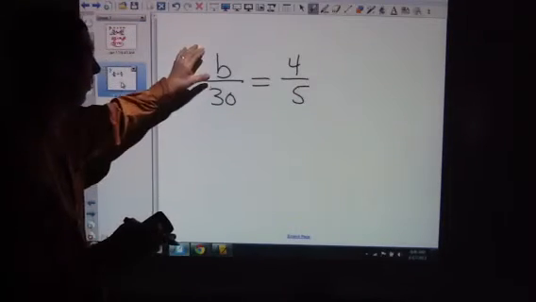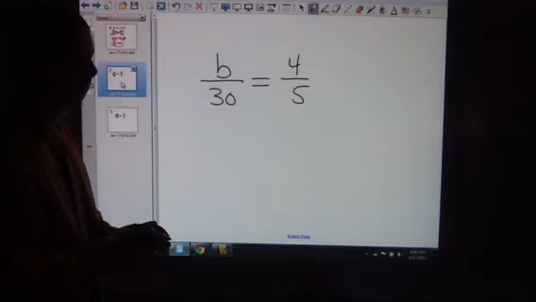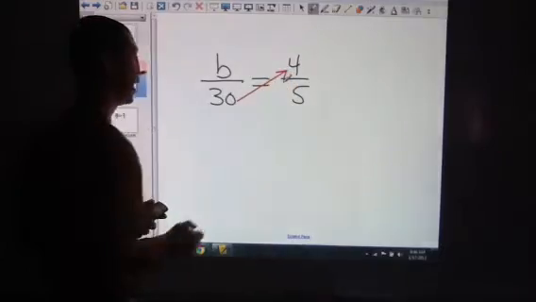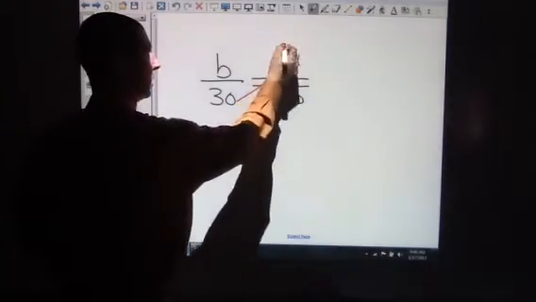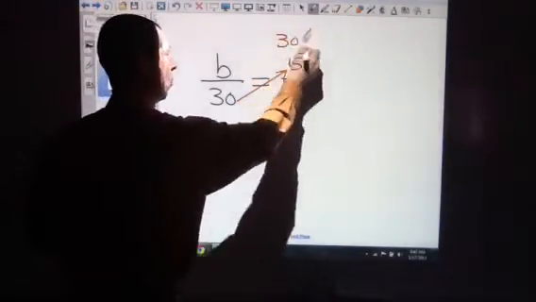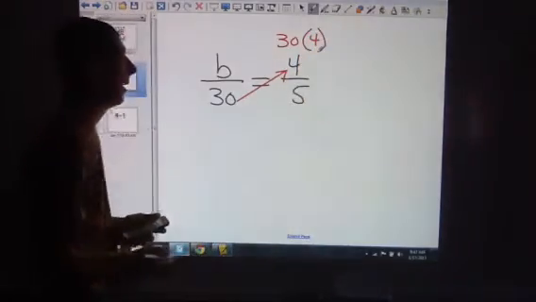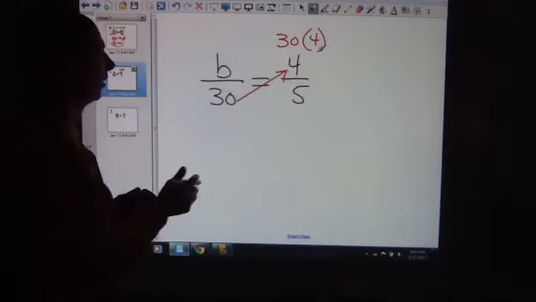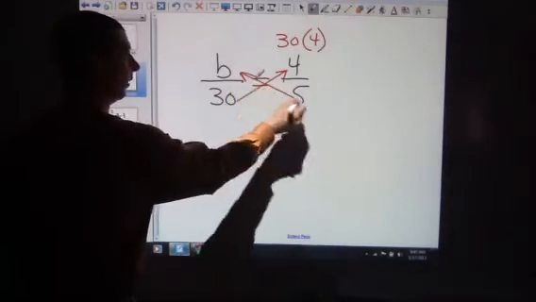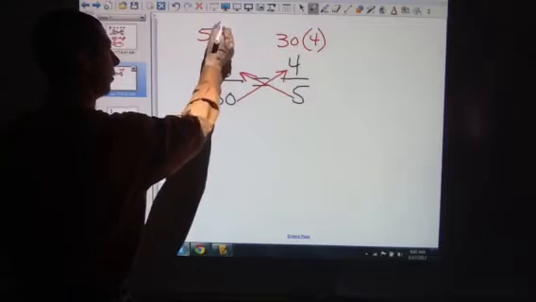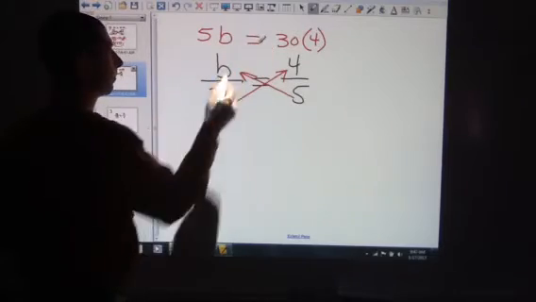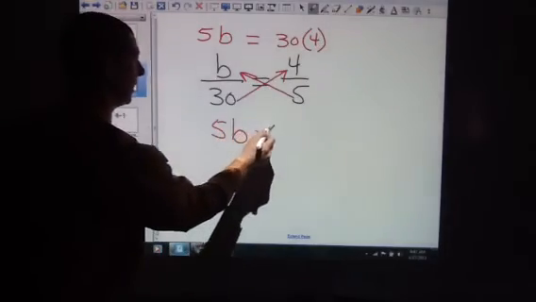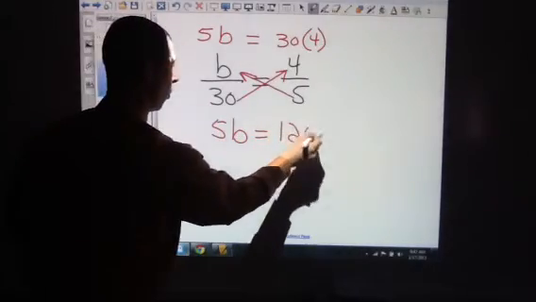In this one our variable is here in the numerator, but we do the same process. We're going to cross here, 30 times 4, and I'm going to write it a little differently this time: 30 times 4 without a multiplication sign, one number in parentheses. Then we're going to cross here, 5 times b, so that would be 5b. If we move it down below, we end up with 5b equals 120.